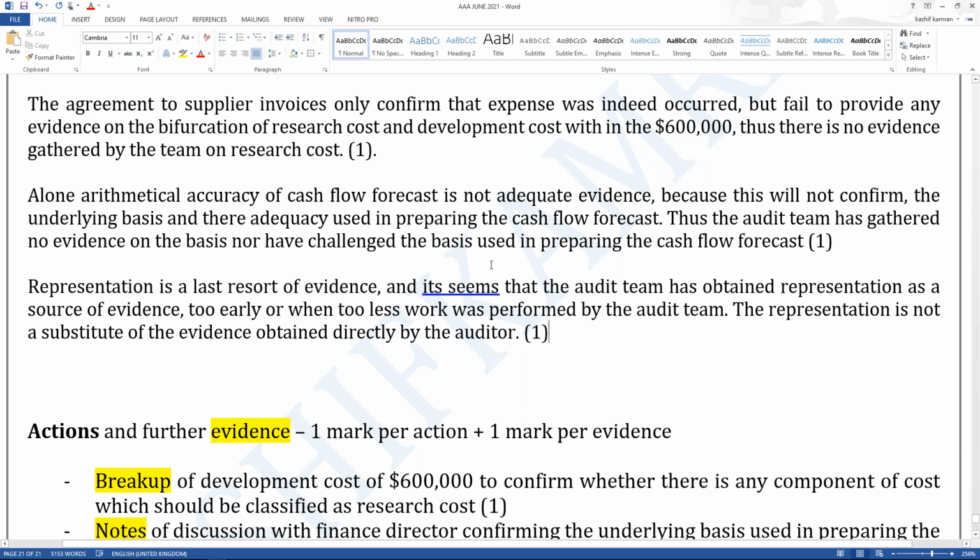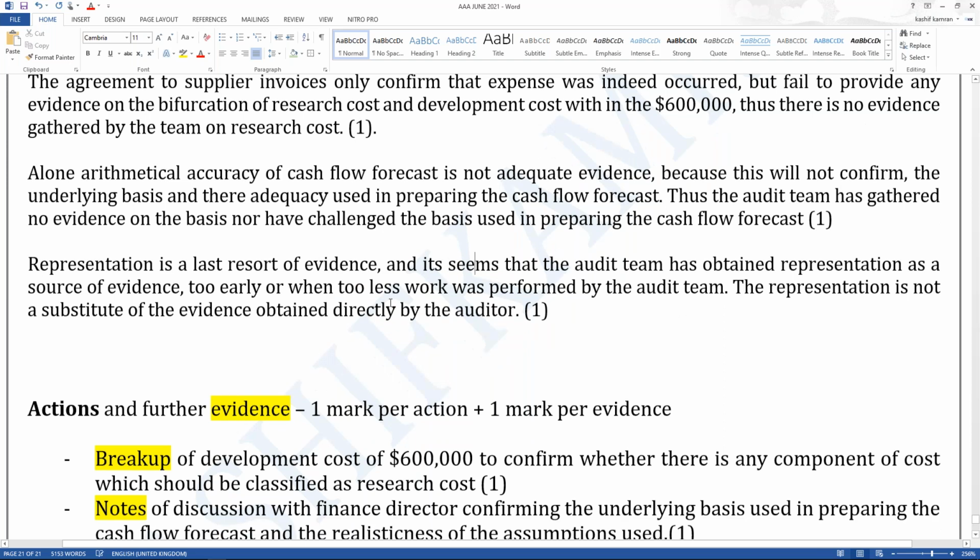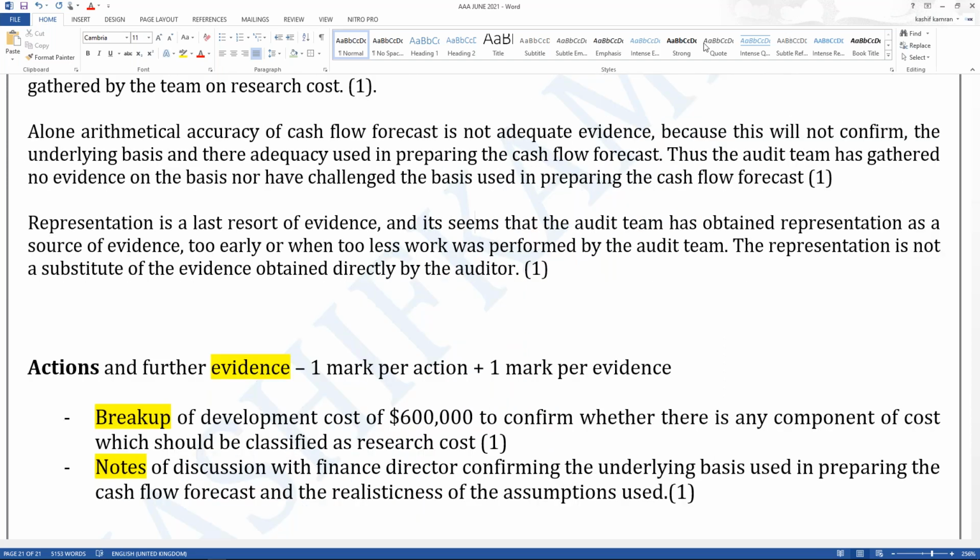Read my paragraph and tell me, does it make sense to all of you? Read my para 3 and tell me, are you comfortable with the knowledge I portray in para 3? So perhaps you performed nothing, just an arithmetical check, just verification of the supplier invoices, and you wrap up your work on development cost just by taking a representation letter. That's too early, right? It cannot be a substitute for the evidence obtained directly by the auditor.